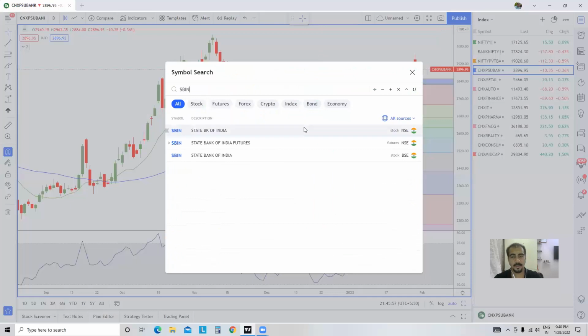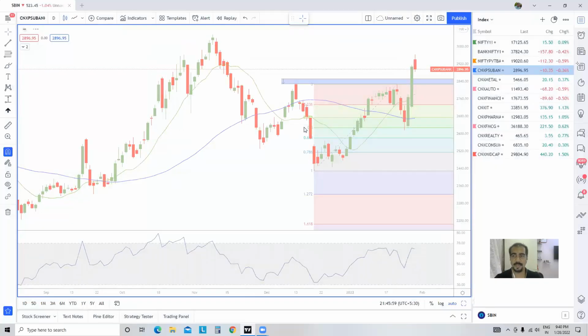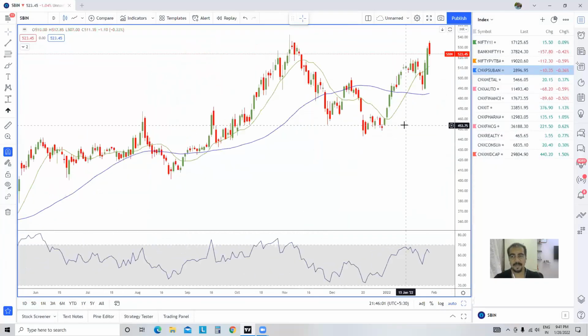Obviously, then the stock which I would look at is going to be SBI, which is already doing pretty fine. Okay. So you can keep this particular stock in your list for a swing trade if at all market turns out to be positive and things go green.